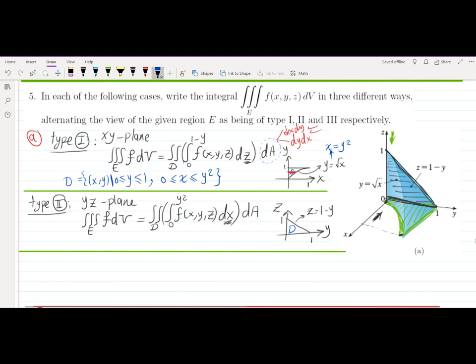And also dA can be expressed as dz dy or dy dz. Let's choose it to be dz dy, for example. So it should be a vertical strip. And then the region D can be described as any point of the form y and z, such that we select dz dy, so the limits of y should be constant, so y changes from 0 to 1, and z changes from 0 to 1 minus y.